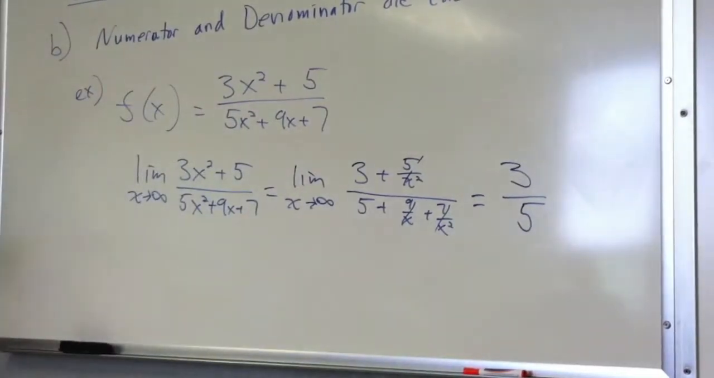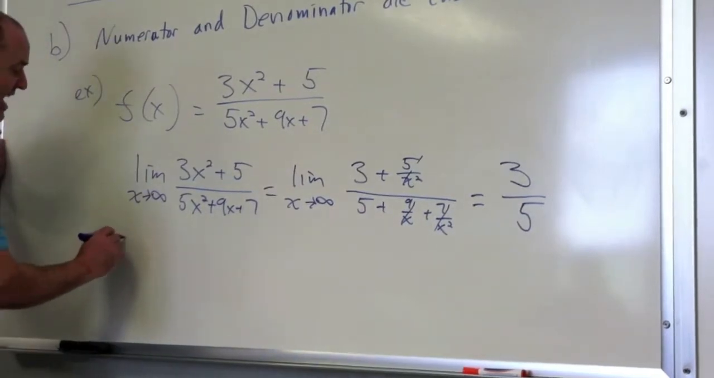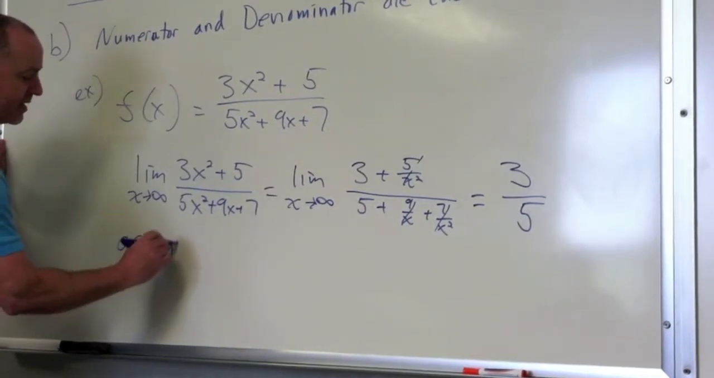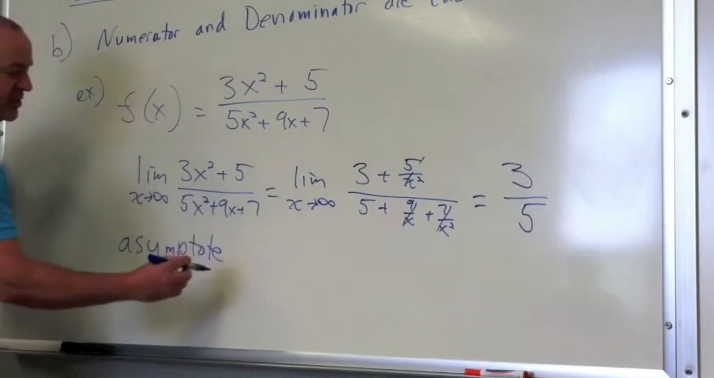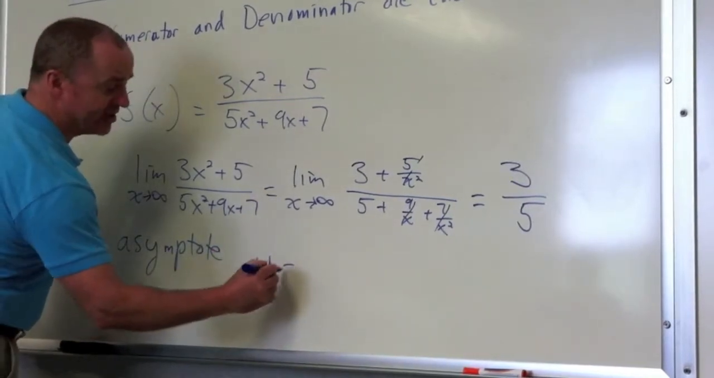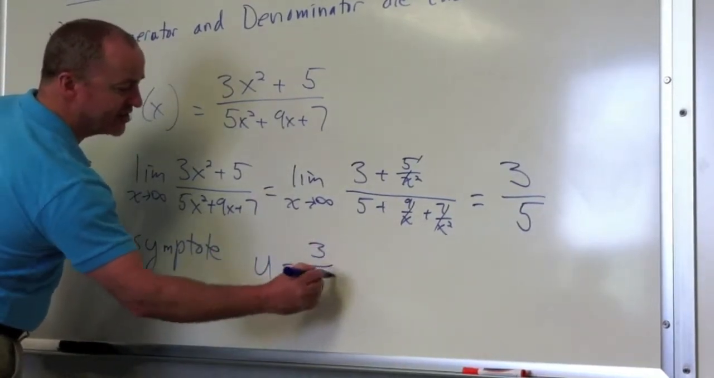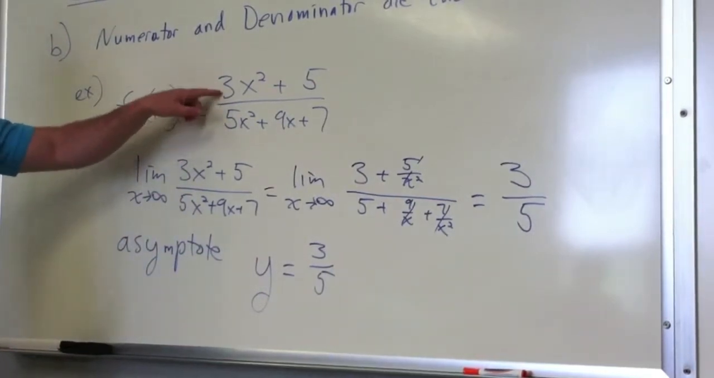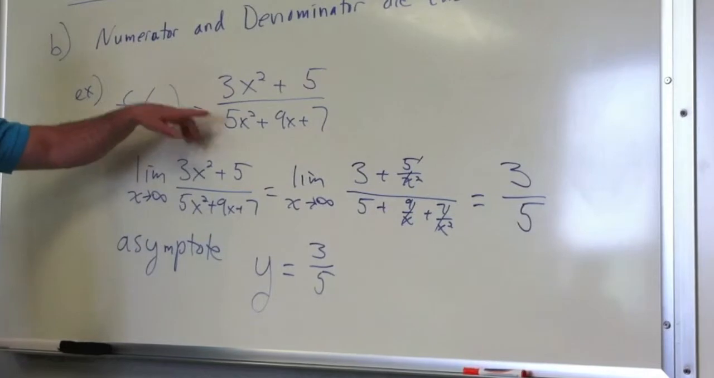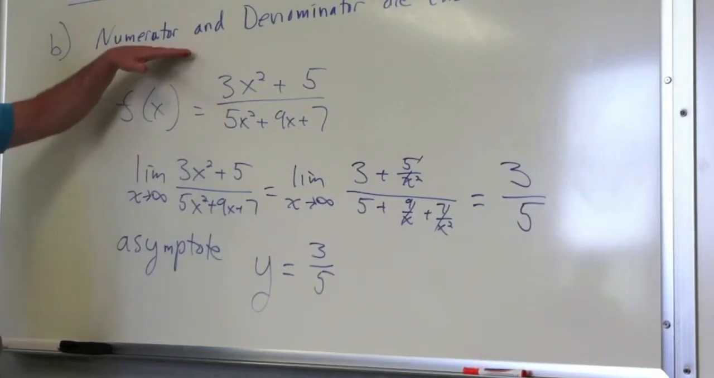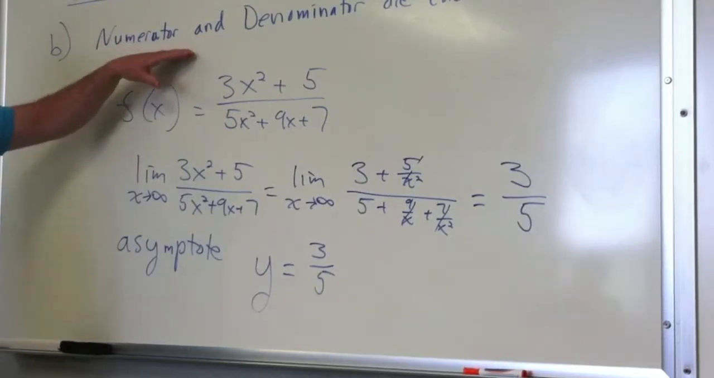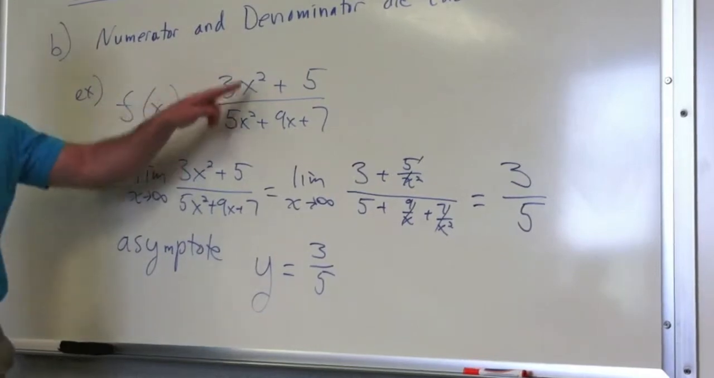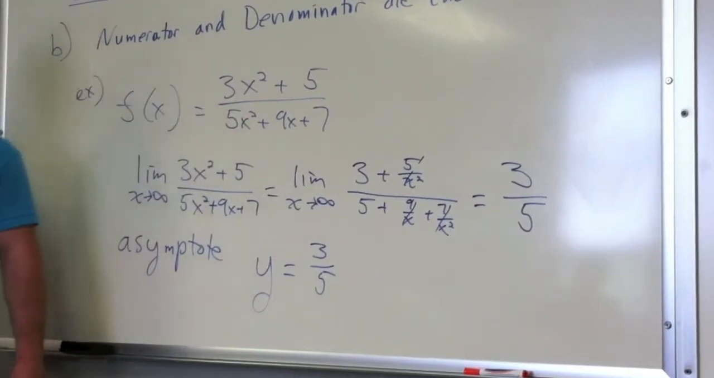Now that's not the rule, that's how the rule came about. The rule is the horizontal asymptote, which in this case is the horizontal line y equals 3/5, is always going to be the ratio of the leading coefficients, the first two numbers. This is only true if numerator and denominator are the same degree. So I could look at this and go, oh, they're both x squared, it's 3/5.